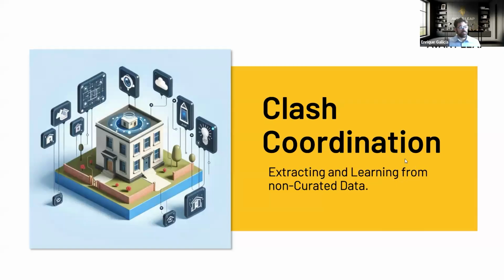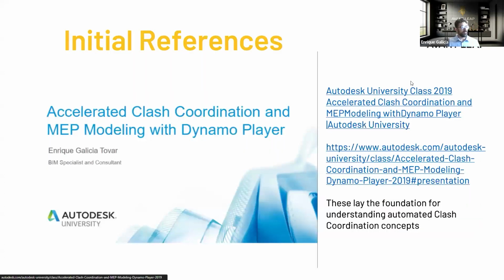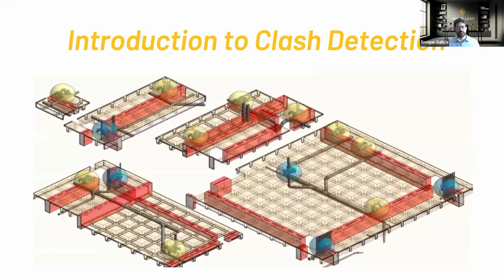So, starting from scratch, clash coordination. There's an initial reference, a class that I gave in 2019 at Autodesk University called Accelerated Clash Coordination. In that case, the scope was getting into elements being displayed on models and how they were fixing things, and the reference is there. We can have it in the chat. Yeah, I found the chat. Thank you very much. So within that reference, you can also copy the link and review it.